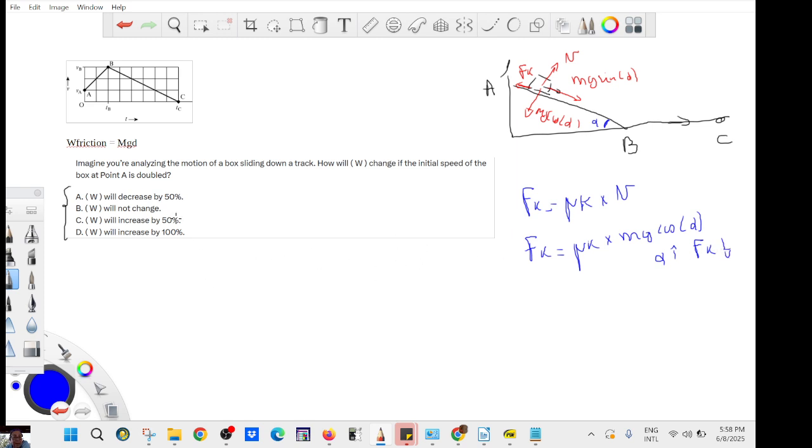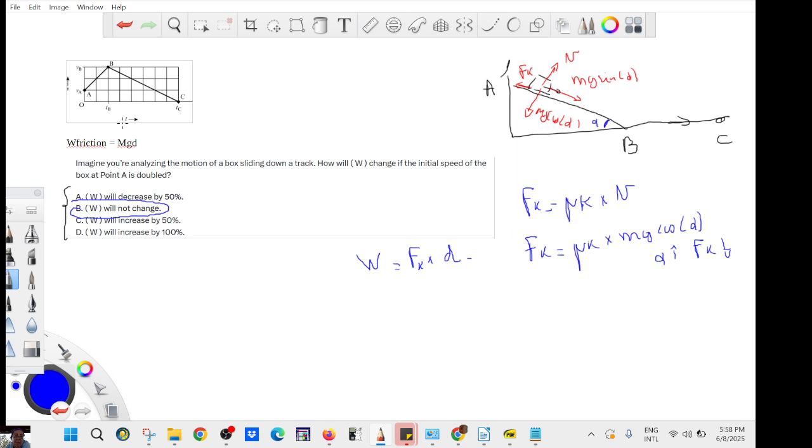So anyway, they're asking what's going to happen to the work done by friction if the initial speed is doubled. So a work, we're going to see that next, but a work is the force times a distance. Okay, so the distance is not going to change if you change the velocity at point A, and the kinetic friction is not going to change either because it only depends on the mass and on the slope. So in that case, the answer is it will not change.